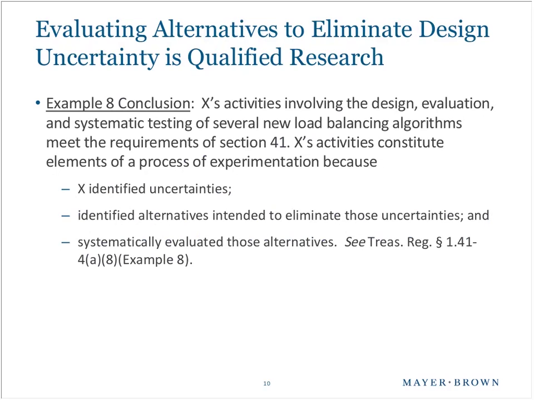Unlike the last example, the regulations conclude that this does in fact meet the requirements of Section 41. Here the taxpayer's activities constituted elements of a process of experimentation, because first they identified uncertainties and they identified a variety of alternatives intended to eliminate those uncertainties, and systematically went about evaluating the alternatives to test which ones met its need. Now there's two things to take away here.